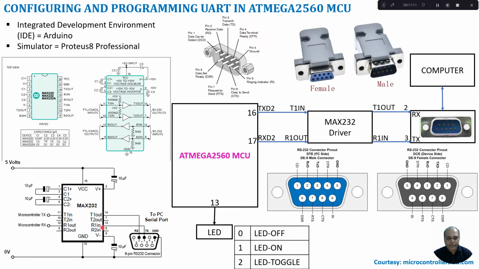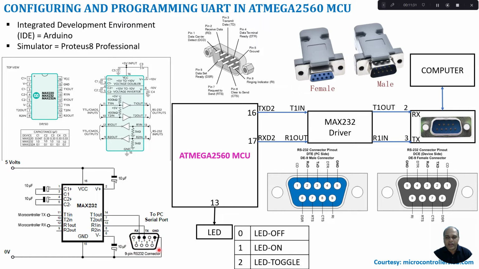So here the receive part from the MAX232 is connected to the transmitter in your DB9 connector. Same way, the transmitter part of your MAX232 will be connected to the receive pin of your DB9 connector. Now let us look at this DB9 connector.